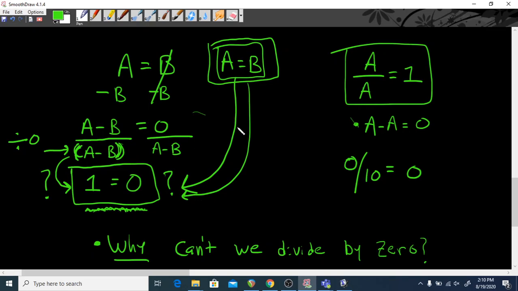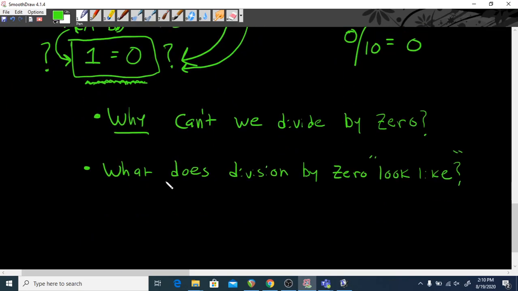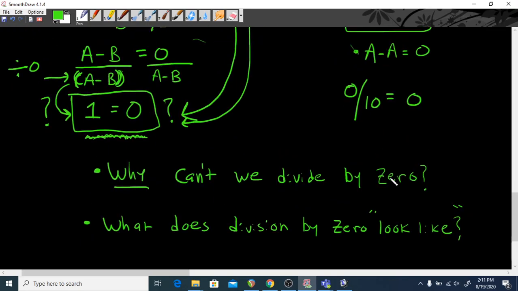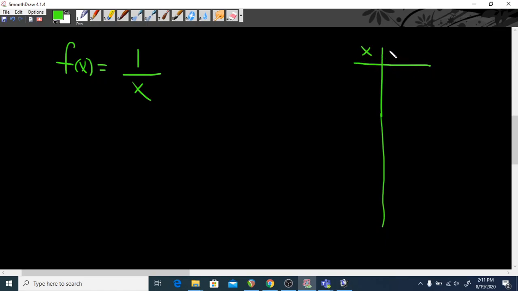So there's the why. What does division by 0 look like? Okay, well, to answer this question, let's just consider a simple function. The name of this function is the reciprocal function, 1 over x. Now, first, let's make a little table. Let's make a little table. And I want to leave a little bit of room here.